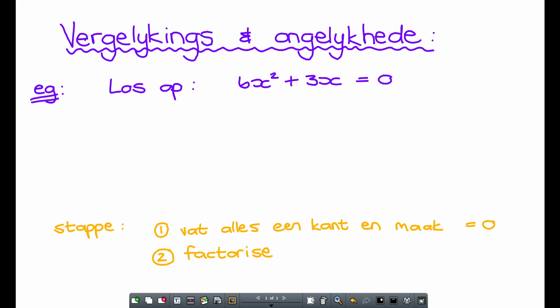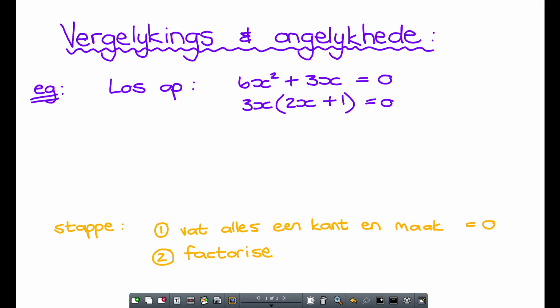So ek gee vir jou 6x kwadraat plus 3x is gelyk aan 0. Again, everything is already on the one side and it is equal to 0, so dis myne. So wat ons nou gaan doen is we're going to factorize. Okay? Different methods of factorizing you've got to start to remember now. Hier gaan ek uithaal gemeene factor van 3x. Okay. Which means that I will have 2x plus 1 equal to 0.